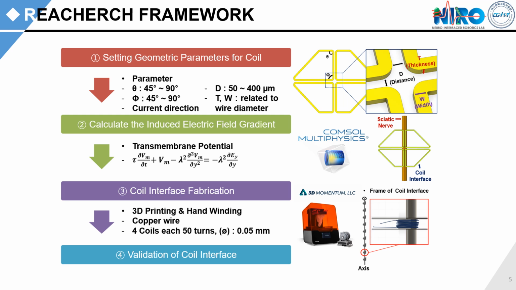The third stage involved fabricating the coil determined from simulation. We utilize both 3D printing and hand winding techniques to create the core interface. Finally, in the fourth stage, we validated the electrical characteristics of the core interface and confirmed its ability to stimulate the nerve.